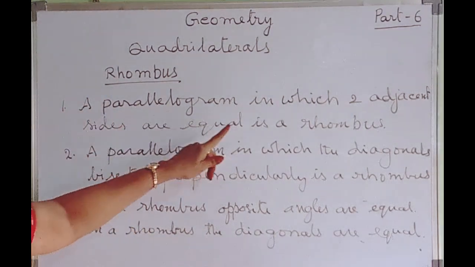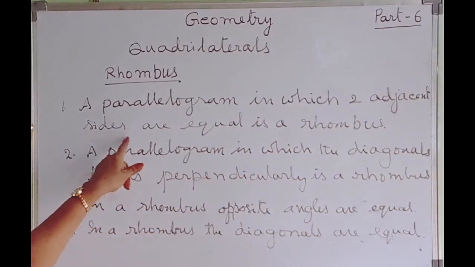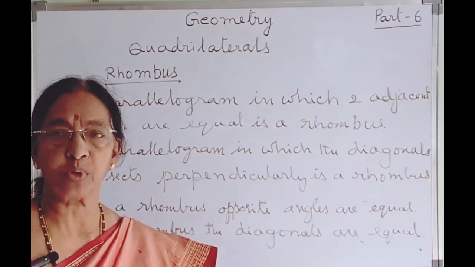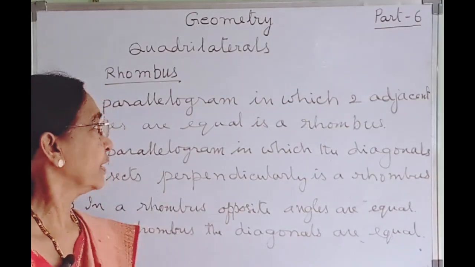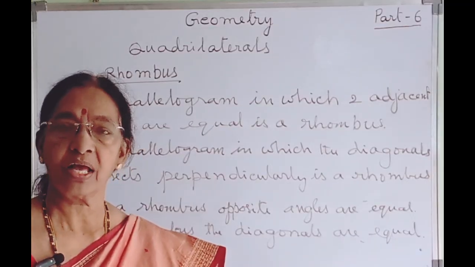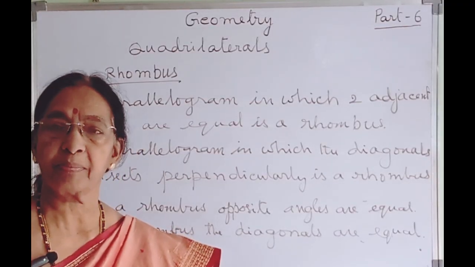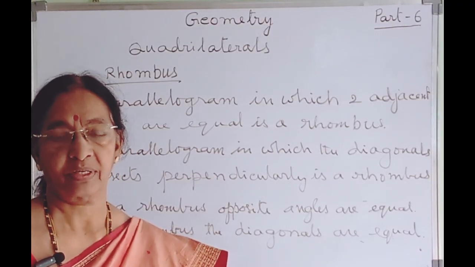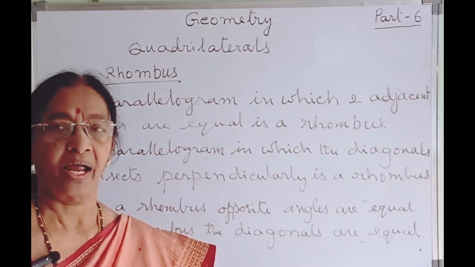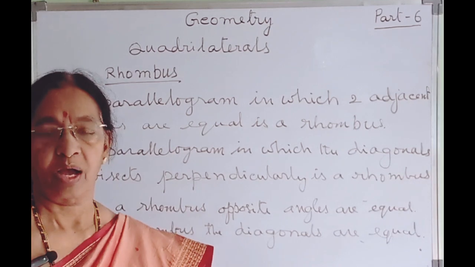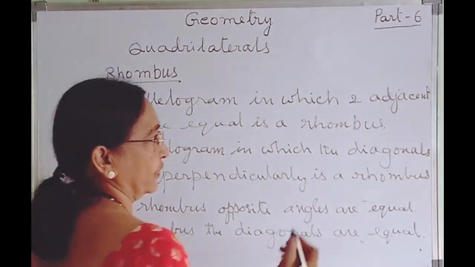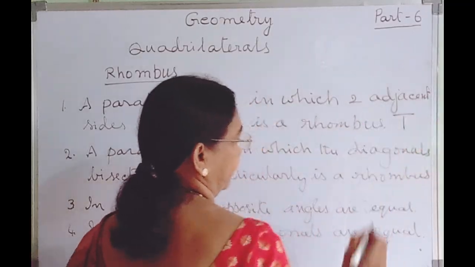First one: a parallelogram in which two adjacent sides are equal is a rhombus. It is true. If two adjacent sides are equal, four sides are equal, because in a parallelogram opposite sides are equal. So if adjacent sides are equal, all the four sides are equal, and both the sets of opposite sides are parallel and equal, it is a rhombus. Therefore this statement is true.